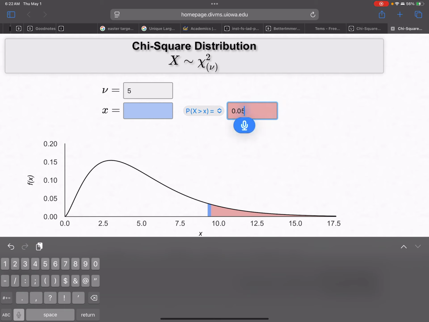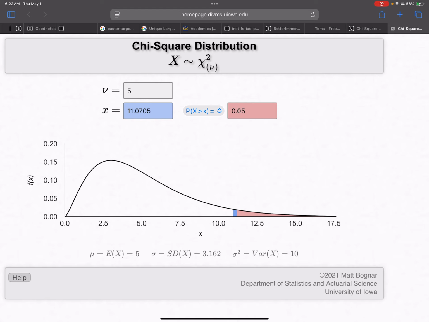So if we get a test statistic that is larger than 11.07, then we would reject. And our rejection region would be anything greater than 11.0705. Okay? So this is the graphic that demonstrates the critical value / rejection region method.